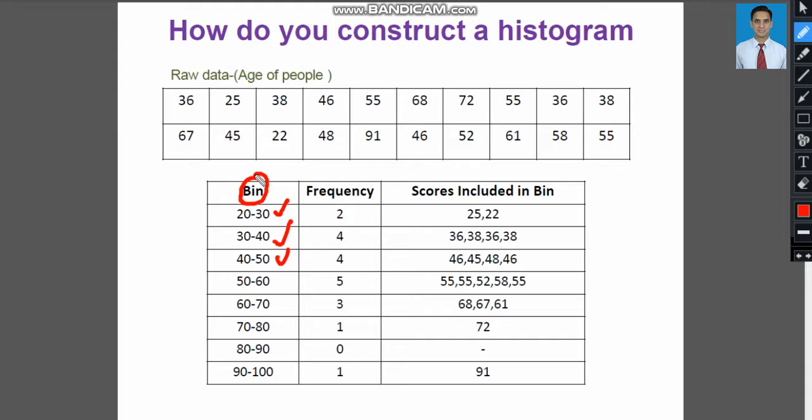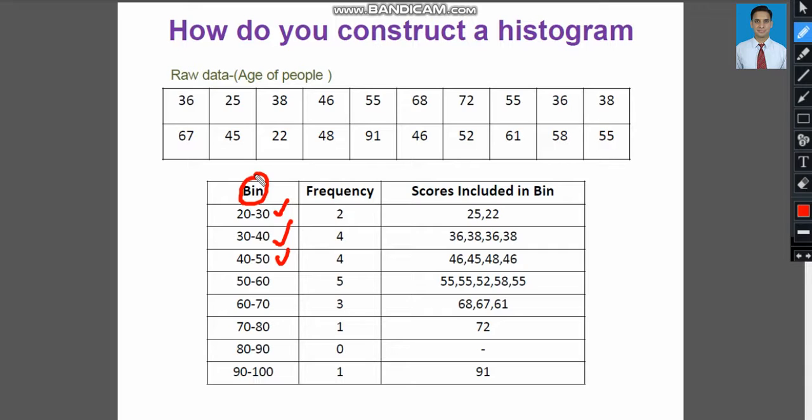Now we will see the frequency in each bin. Frequency means how many people there are whose age falls between 20 and 30. Let us see the raw data. 36, 25 means 1, 38, 45, 50, 22 means 2. In the first bin, between 20 and 30, the frequency is 2, the number of occurrences is 2; only 2 people have an age between 20 and 30. Similarly in the second bin, between 30 and 40, the frequency is 4; 4 people have an age between 30 and 40.